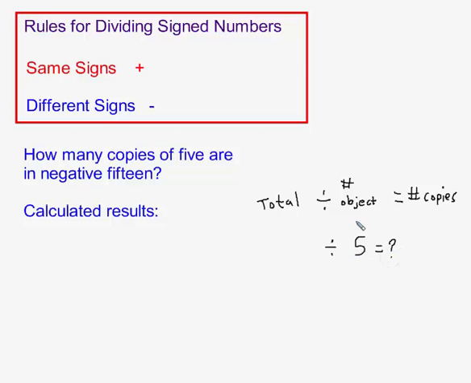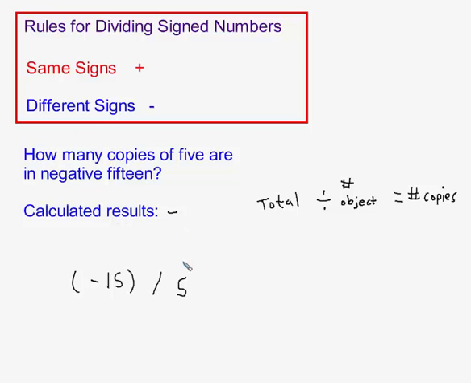How many copies of 5 objects are in negative 15? So we want the total to be negative 15, and since this is the division problem, make sure you put parentheses around the number negative 15 because this is the answer to the division problem, except you are not to write the equals question mark. So to do my division problem of negative 15 divided by 5, the calculated result would simply be that the signs are different. One's negative, one's positive, so my answer is going to be negative, and you don't need parentheses around a negative result in the calculated results portion of the question.